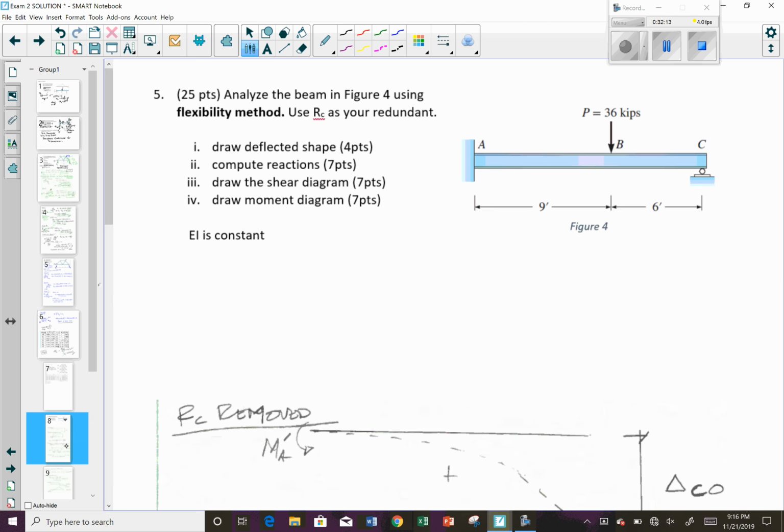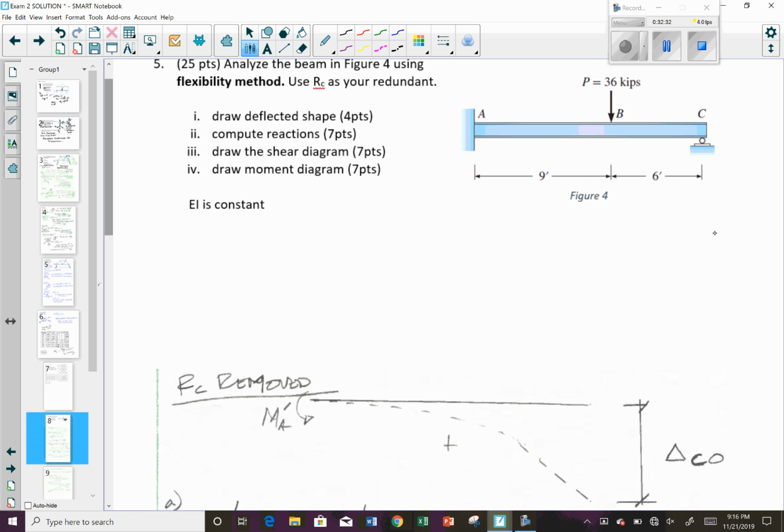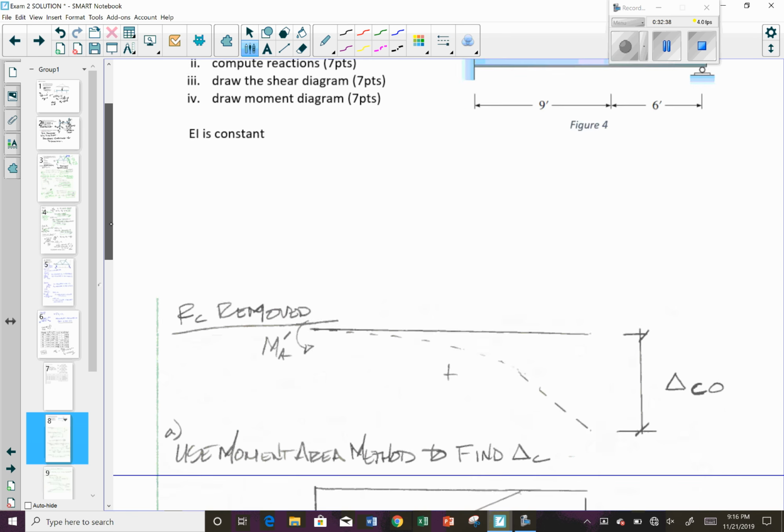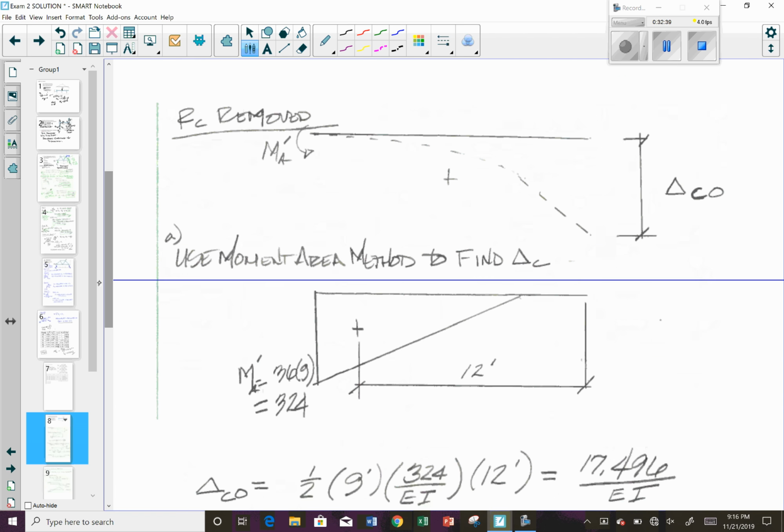The next problem, I wanted you to analyze the beam in figure 4 using the flexibility method and use R sub C as your redundant. So that means you're going to remove it. You're going to solve your system with this removed, and then you're going to solve the system with this applied. Okay? So with R sub C removed, my deflected shape's going to look like this.